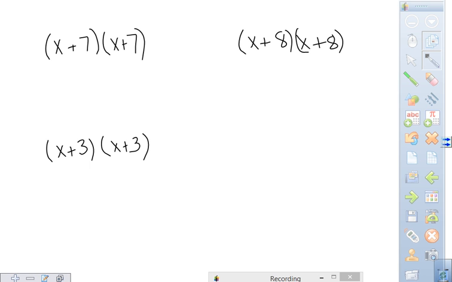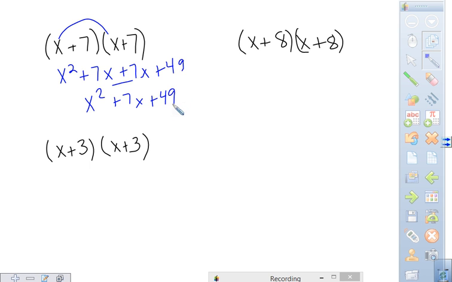If I look at these 3 samples of my rule I'm going to demonstrate today, if I multiply first, I get X squared. My outsides give me 7X, my insides give me 7X, and my last gives me 49. So I'll simplify my insides and outsides. Answer is X squared plus 7X plus 49.